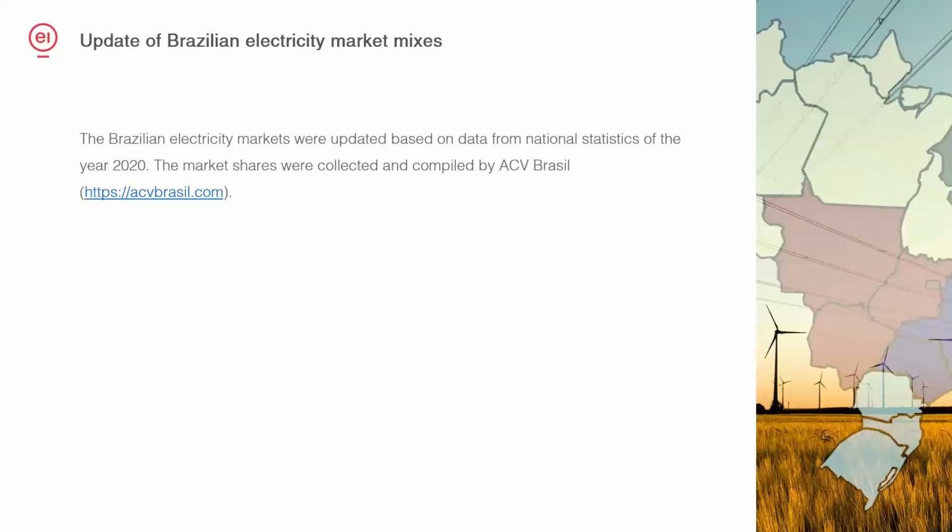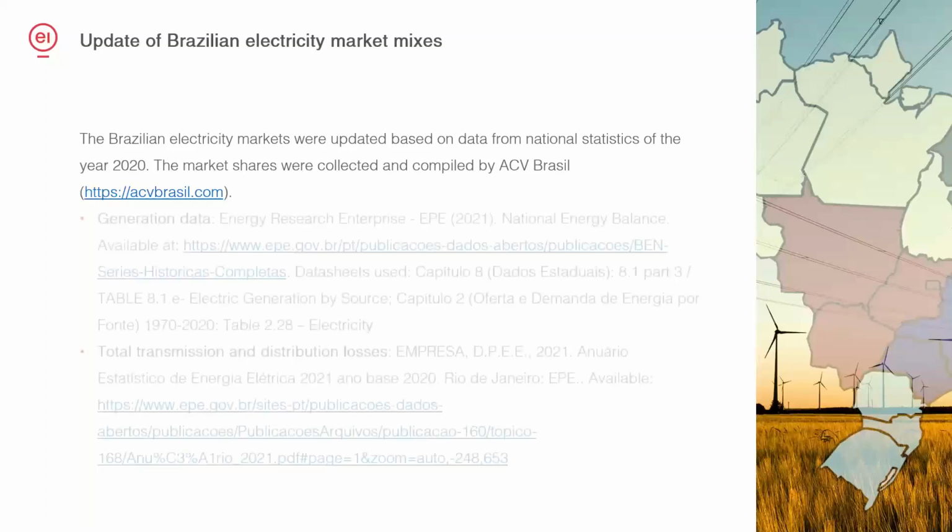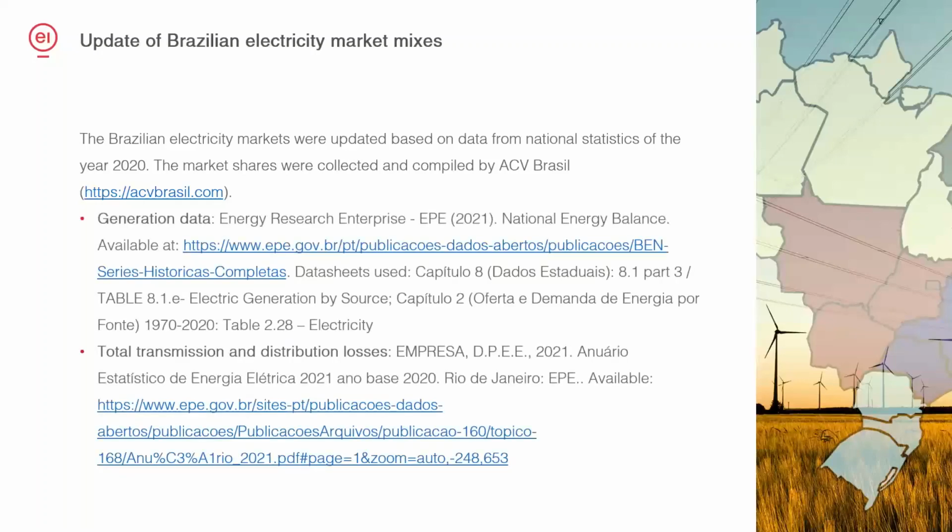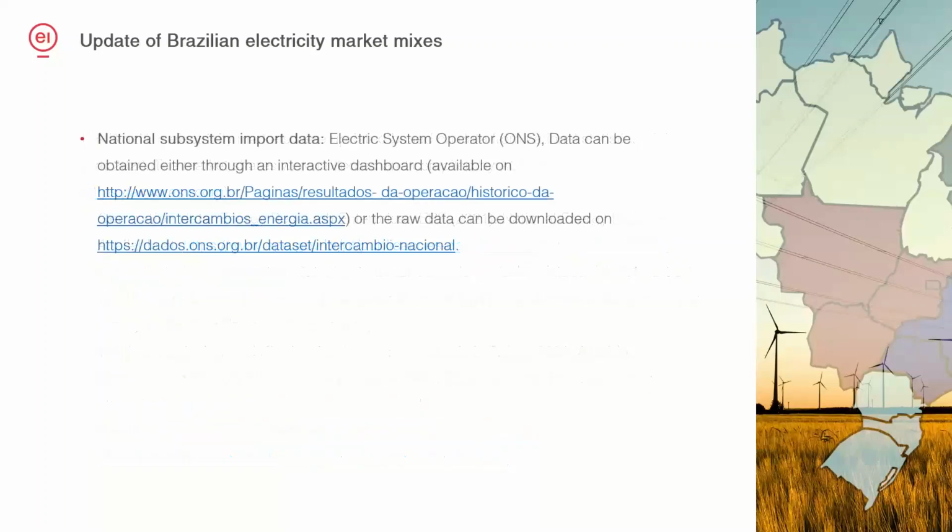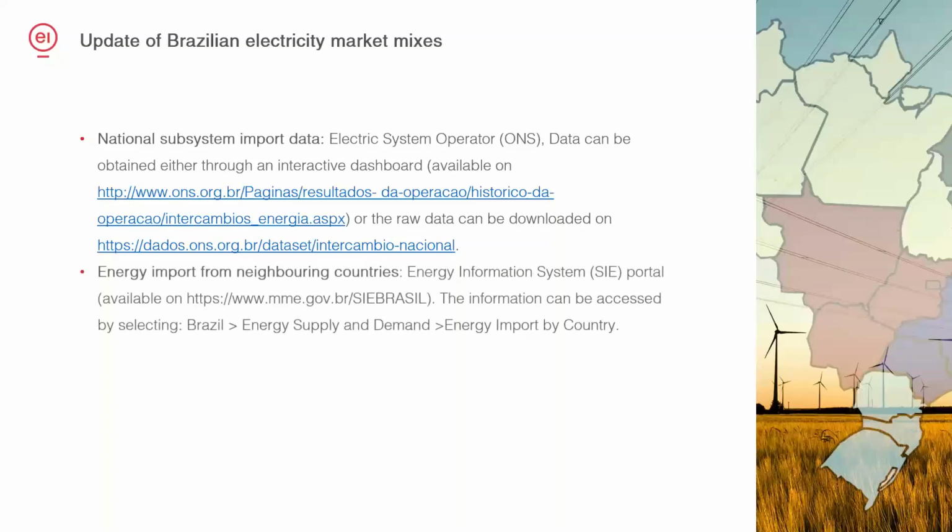The Brazilian electricity markets were updated to represent the year 2020. The market shares were collected and assembled by ACV Brazil. The sources used for the according data are listed on this and the next slide. Generation and loss data were both extracted from the Energy Research Enterprise in Brazil. Transmission between regions came from the electricity systems operator and imports from neighboring countries from their Energy Information System portal.